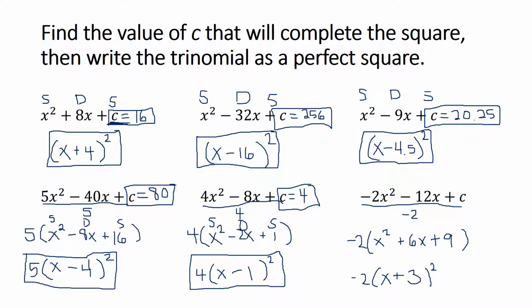The only difference here is I can't stop with the positive 9. I've got to take it one more step up here. Remember, I divided by negative 2. So now I need to multiply that negative 2 back in there. So negative 2 times 9 is negative 18.